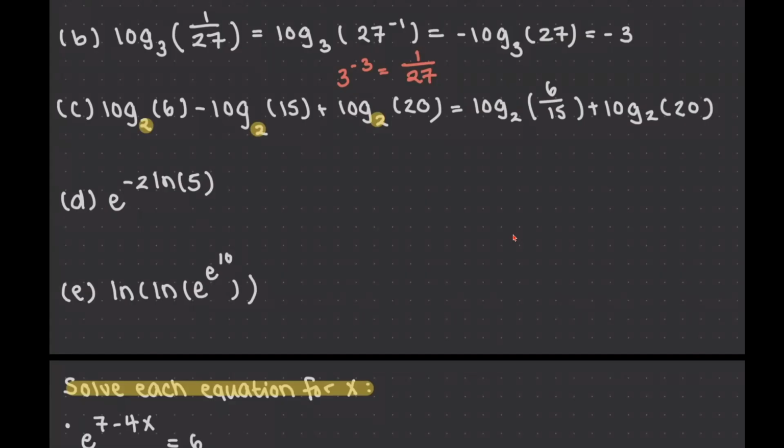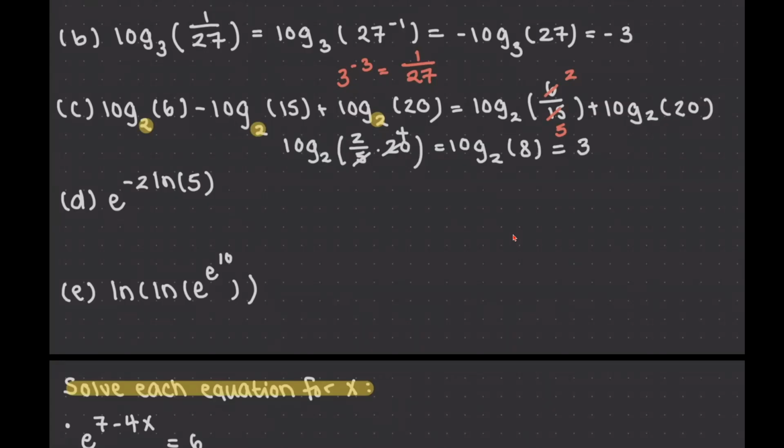But okay, 6 over 15, let's divide by 3 and write this as 2/5. And then this is going to be log base 2 of 2/5 times 20. So 20 over 5 is 4. So this becomes log base 2 of 8. And well, 2 to the power of 3 is equal to 8. So the answer here is 3.